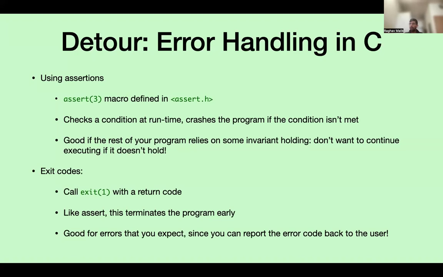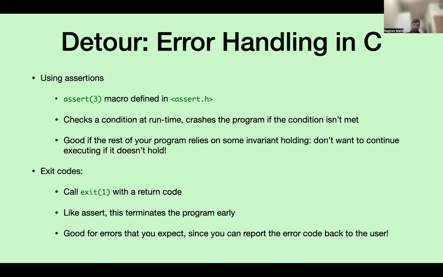Alternatively, exit codes, right? You can call the exit function with a return code. This is just like returning from main, but you can do this from any other function and it'll immediately terminate the program and return that particular return code. Similar to assert, this terminates the program early, so you don't keep executing code after you've seen that an invariant isn't met. But unlike assert, this is good for errors that you are expecting to happen or that you think might happen, since now you can report the error code back to the user, right?